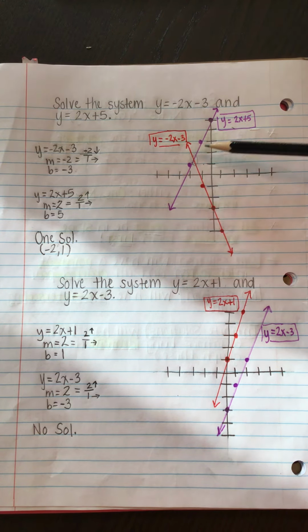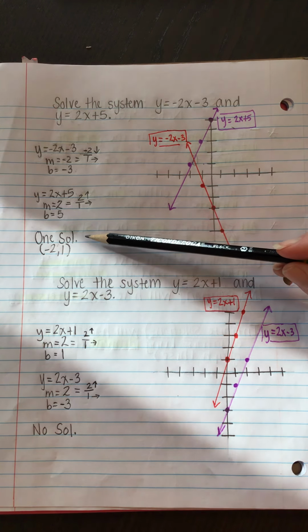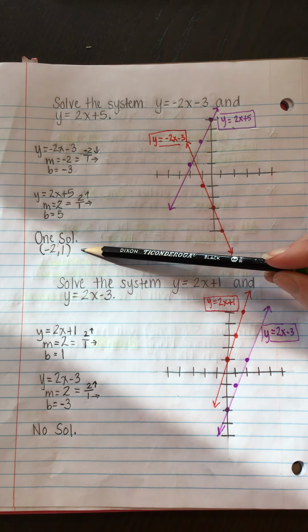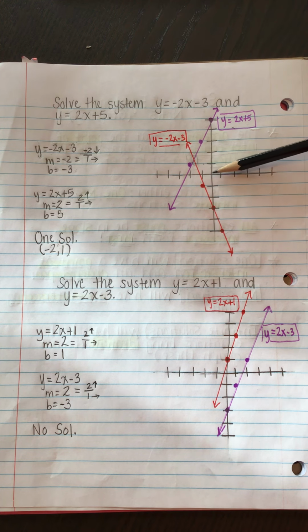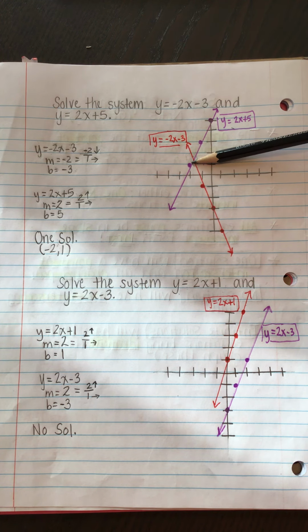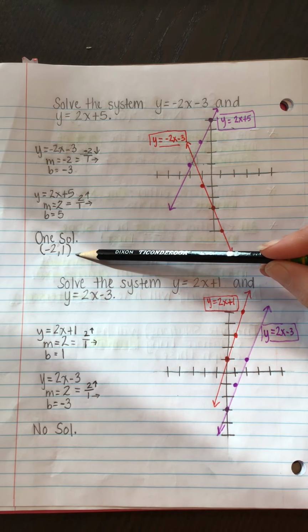and then because they cross, we know this is one solution. So we have to look for that ordered pair where they cross. If I look right here where they cross, I am at negative 2, positive 1. So that is my solution.